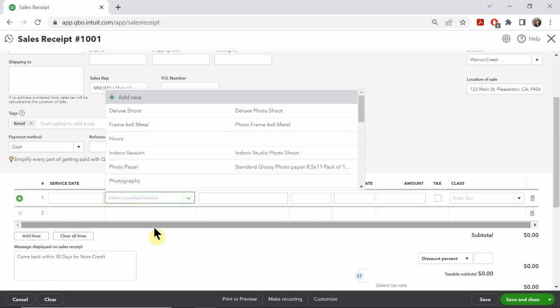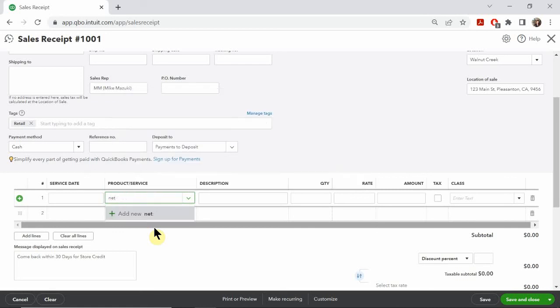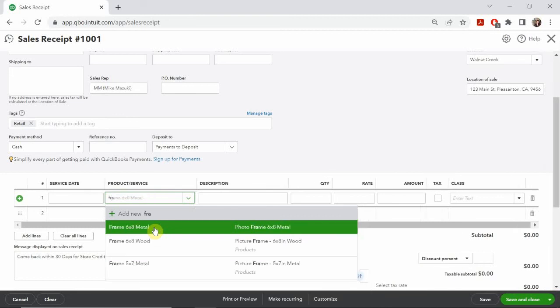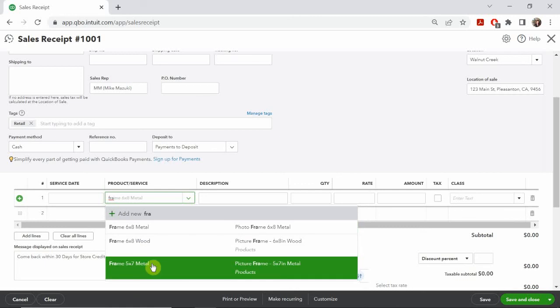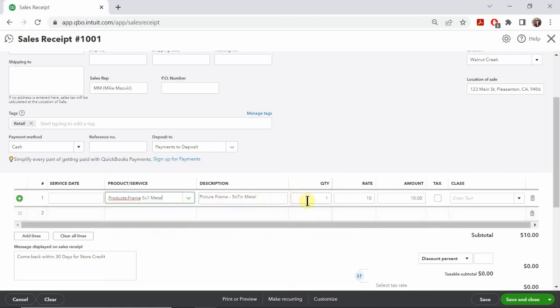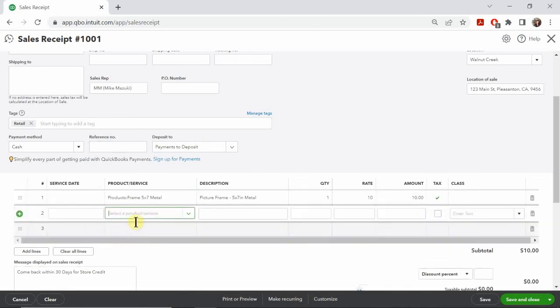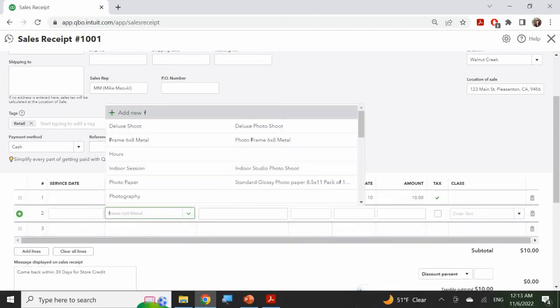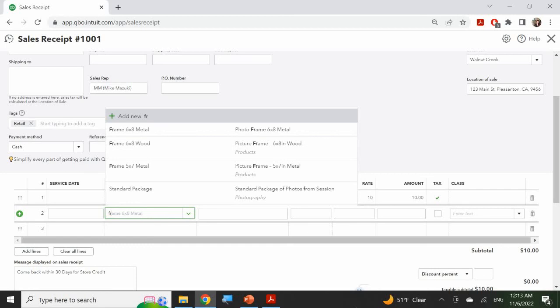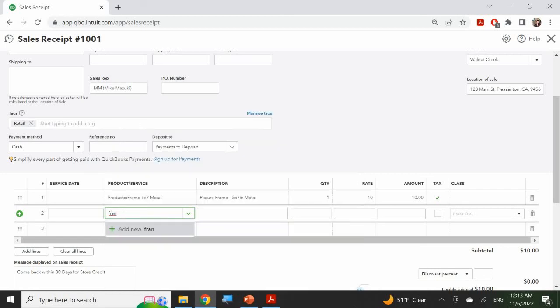We sold to her a metal picture frame, so I'm going to type in metal or frame. So again, frame 5x7 metal. We sold one of those to her. Now notice this, as I selected my frame 5x7 metal, it tells me that we're going to charge her $10 for each one. And again, we need to also click that it is taxable. Okay, so again, next one is the wooden frame, the 6x8 wooden frame.